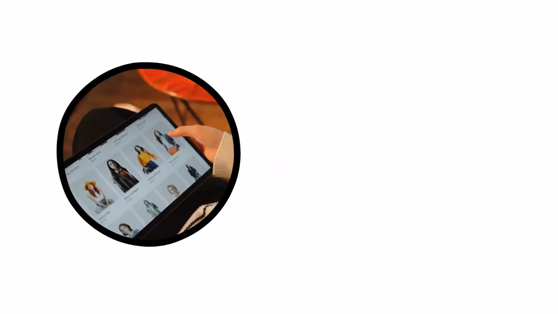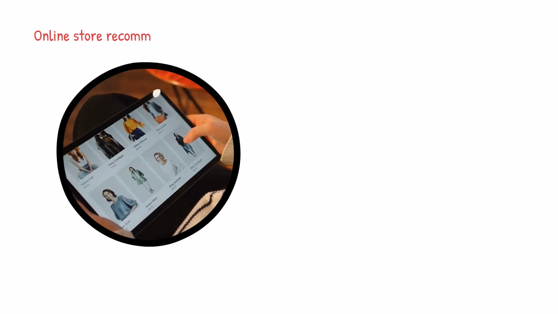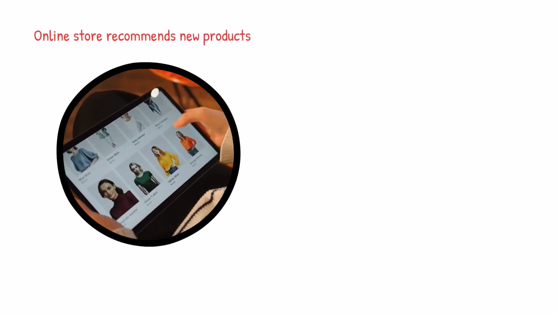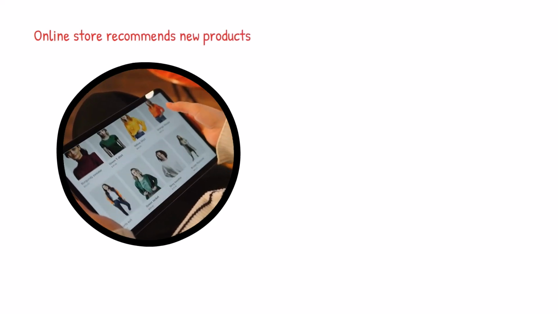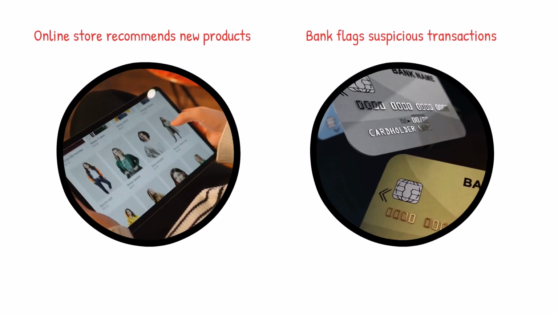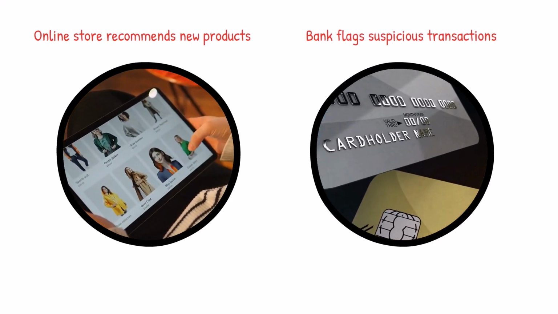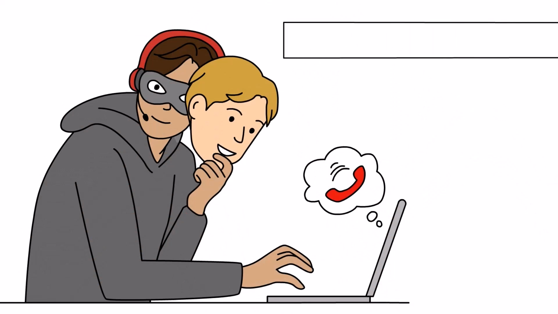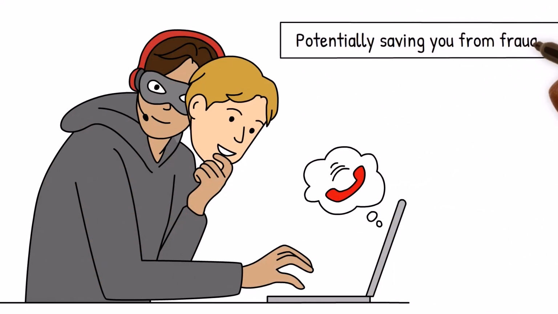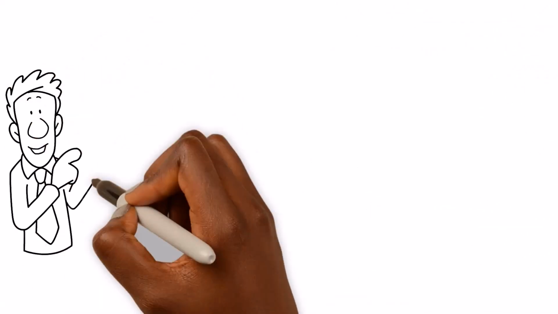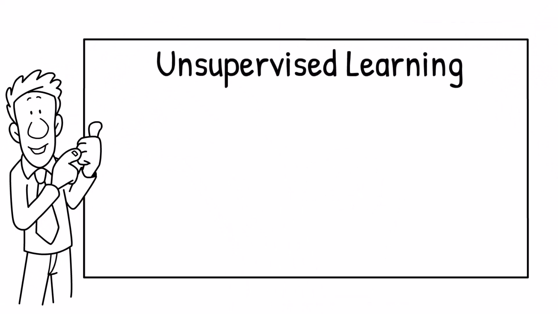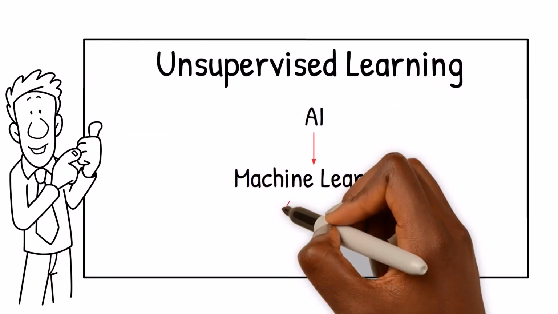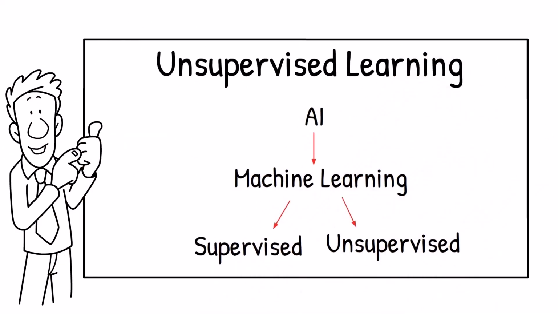Ever wonder how your favorite online store always seems to recommend products you might actually want? Or how your bank flags those suspicious transactions because it's noticed an unusual pattern, potentially saving you from fraud? Well, that's the magic of unsupervised learning, another type of machine learning we'll explore today.